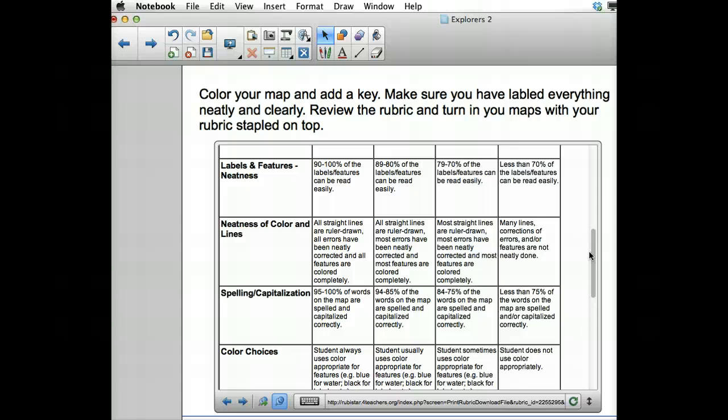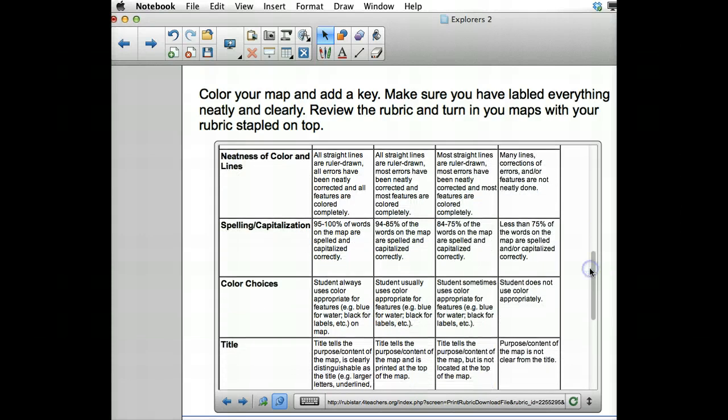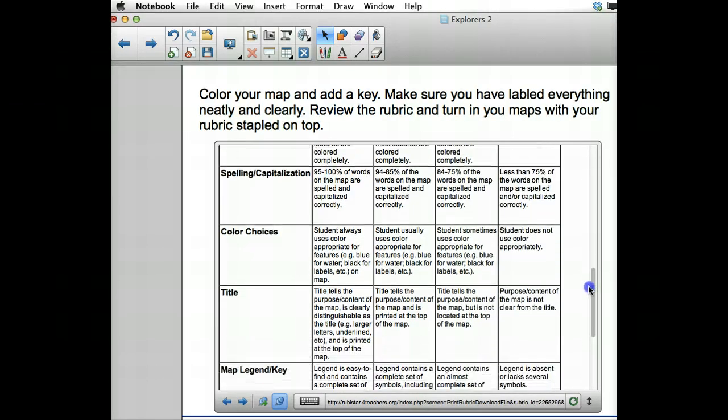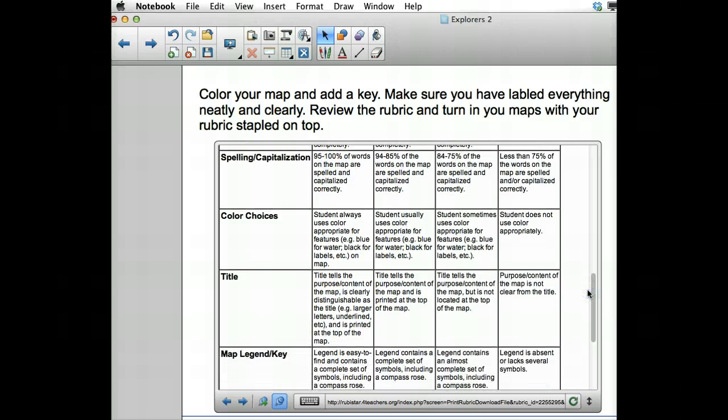The next thing is the color of the lines. They have to color the map, and it needs to make sense. If you're differentiating countries, you can't have Brazil and Colombia both be the same color of blue, because then it looks like it's all Brazil. So they're being assessed on their neatness. Of course, we always encourage that they have the correct spelling and grammar, so capitalization and spelling are part of the assessment.